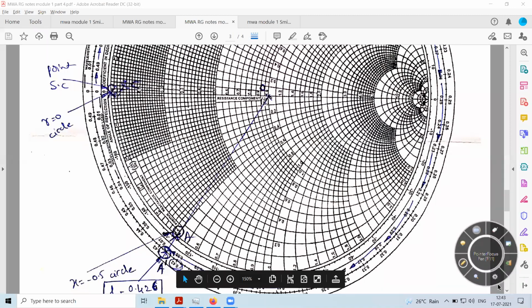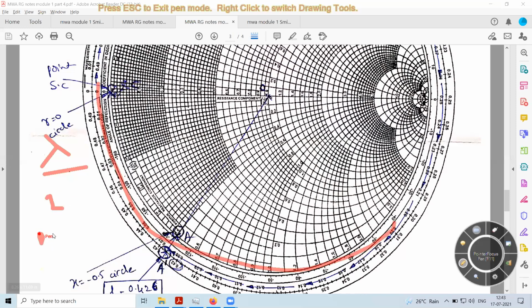Otherwise, if you just consider one entire circle on the Smith chart, it is equal to lambda by 2, which is 0.5. So 0.5 minus this length gives you the length of the stub. So this is one way.